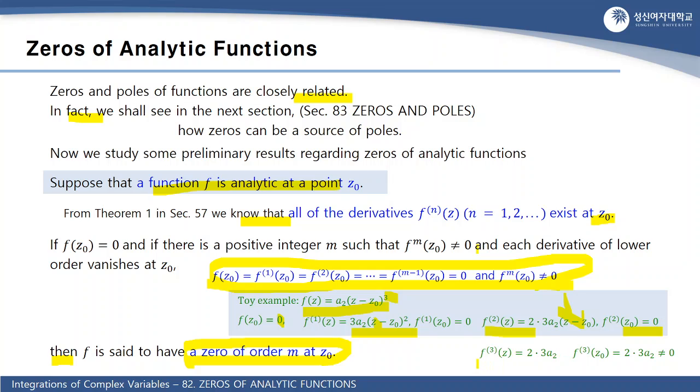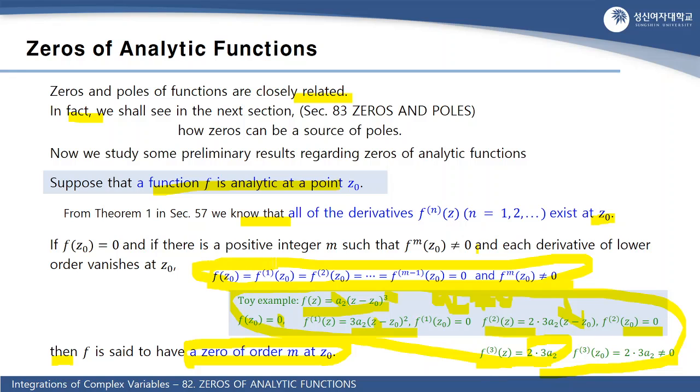But when we evaluate the third derivative of f of z, it is a constant, 2 times 3 times a_2. Here we assume that a_2 is not 0, a constant complex number. So the third derivative of f of z is not equal to 0. So here is an example of a function satisfying this condition.